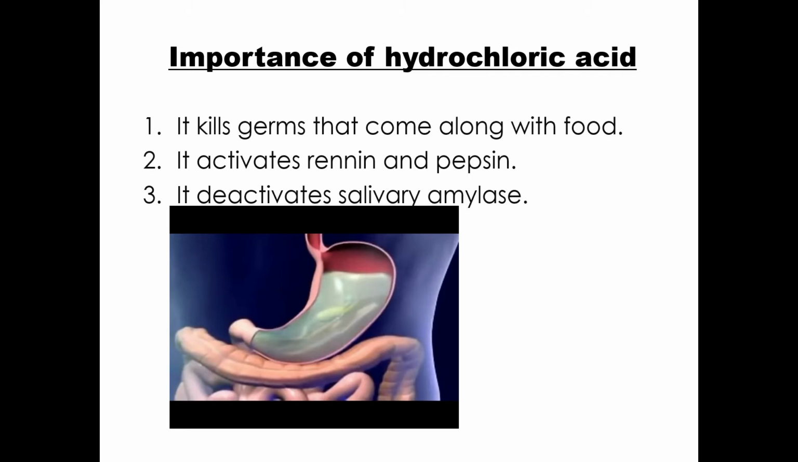So enzymes that work in the stomach, they work under acidic conditions. What are they? Renin and pepsin. Those ones work under acidic condition. Now, what is activating them to work? It is the hydrochloric acid. 2, it deactivates salivary amylase.